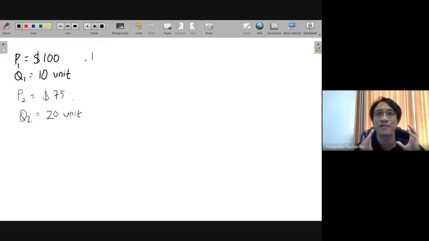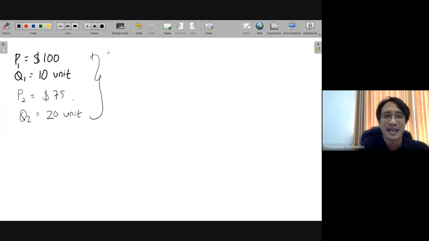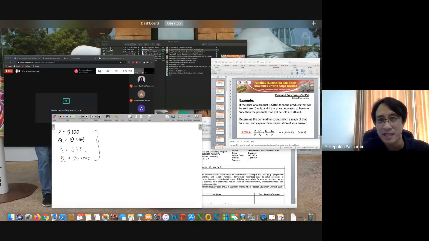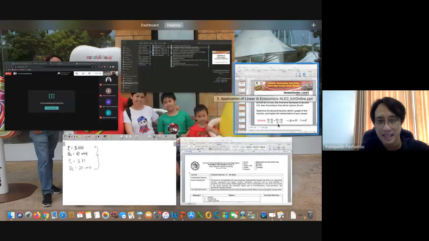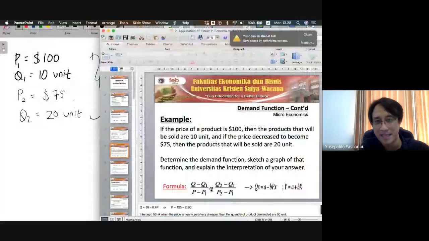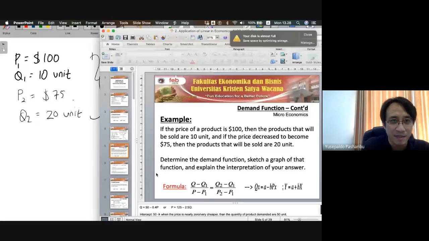So we have 2 points, 2 coordinates, Q1, P1, and Q2, P2. So we can create a linear equation based on this information. Use this formula: Q minus Q1 divided by P minus P1 equals Q2 minus Q1 divided by P2 minus P1.